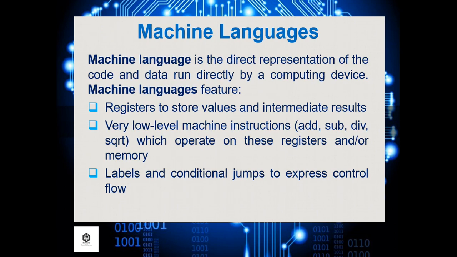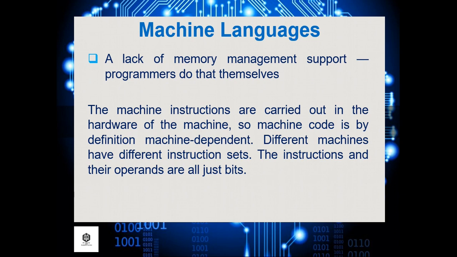Let's talk about machine languages first. Machine language is the direct representation of the code and data run directly by a computing device. Machine language features are registers to store values and intermediate results, very low-level machine instructions such as add, sub, divide, square root, which operate on these registers and/or memory. Labels and conditional jumps to express control flow. A lack of memory management support; programmers do that themselves.